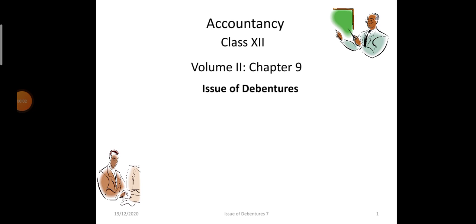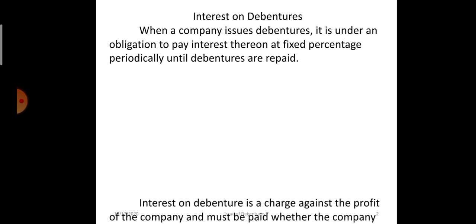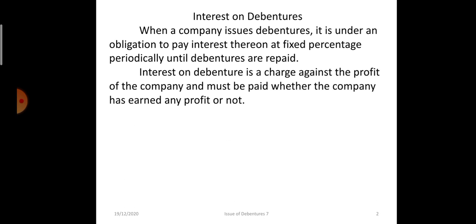For chapter 9, issue of debentures, here we will be discussing interest on debentures. Now, we have already learned that debentures are acknowledgement of loan taken by the company, and they carry a fixed rate of interest which is payable periodically. Interest on debentures is charged on profits, that is, company has to pay interest on debenture even if it has not earned any profit. Okay, so I am discussing again.